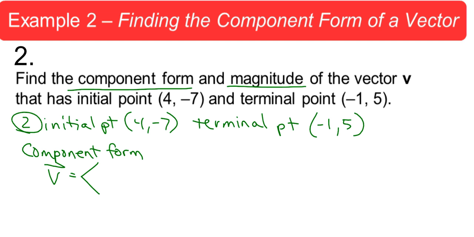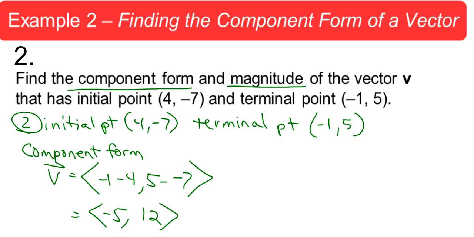Go ahead. What am I going to do? And so what is the component form of this vector? -5 and 12. So no matter where I start, if I go -5 and +12, I can get another terminal point as we look at that. And then the second thing is to find the magnitude of v.